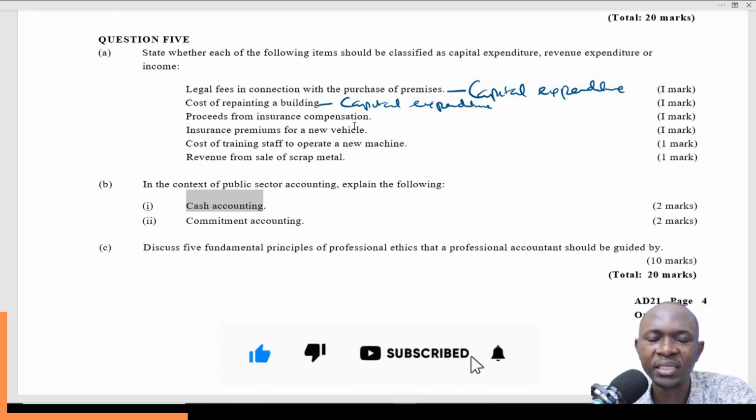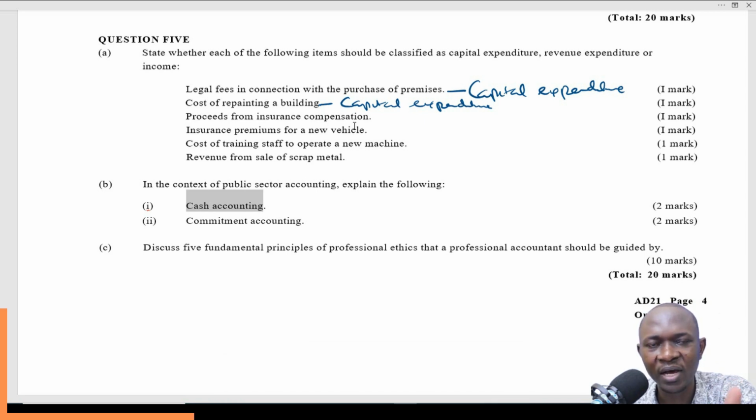Repainting a building is not an everyday kind of thing. It's something that will be repainted once and then it will stay for quite a long period of time before we repaint that building again. So that cost is going to be capitalized because we will not be incurring it every now and then. It's a one-off cost. We repaint the building, and basically it is to put that building into use for a considerably longer period of time.